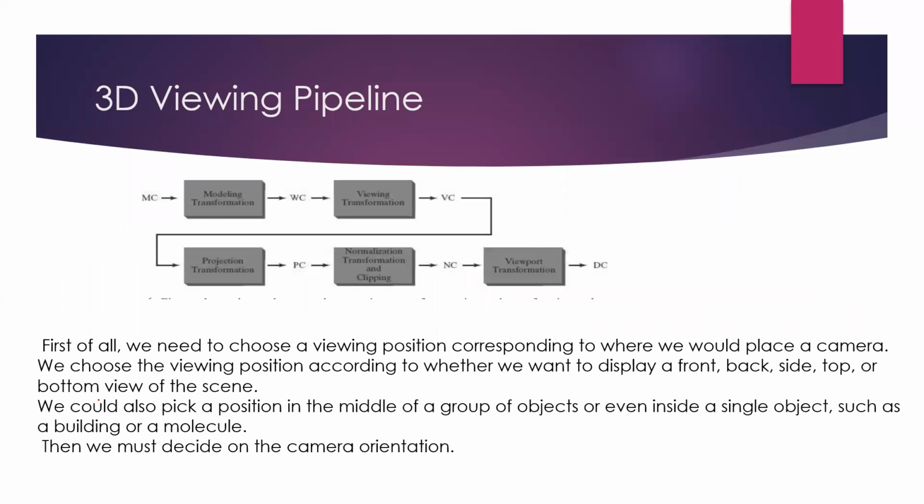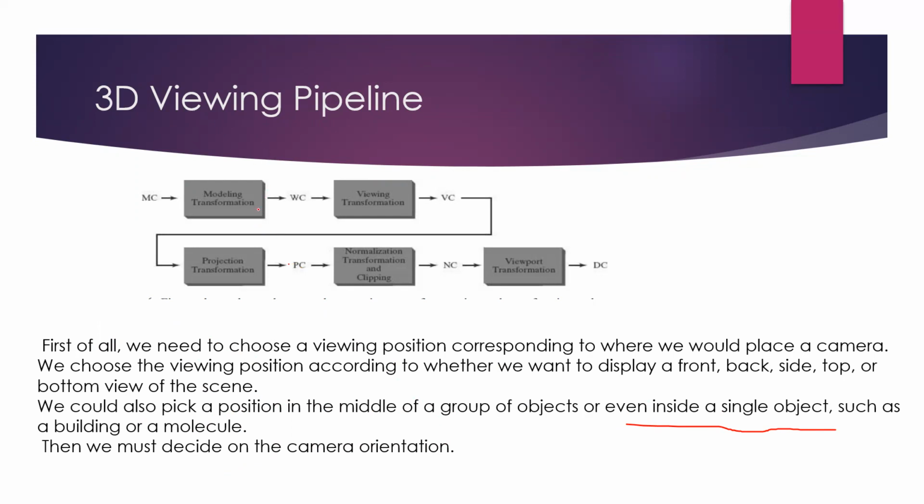Next, we will move on to the 3D viewing pipeline. This is the basic diagram for the 3D viewing pipeline. First of all, we need to choose a viewing position corresponding to where we would place a camera. We choose the viewing position according to whether we want to display the front, back, side, top, or bottom of the viewing scene. We could also pick a position in the middle of a group of objects, or even inside a single object, such as a building or a molecule. Then we must decide on the camera orientation.